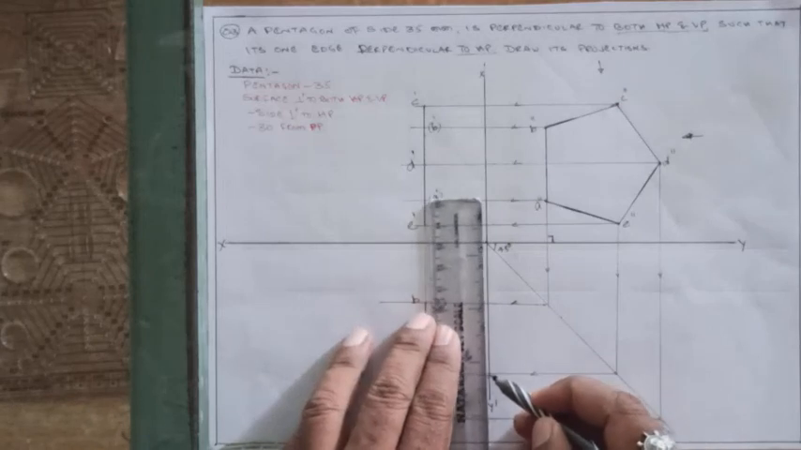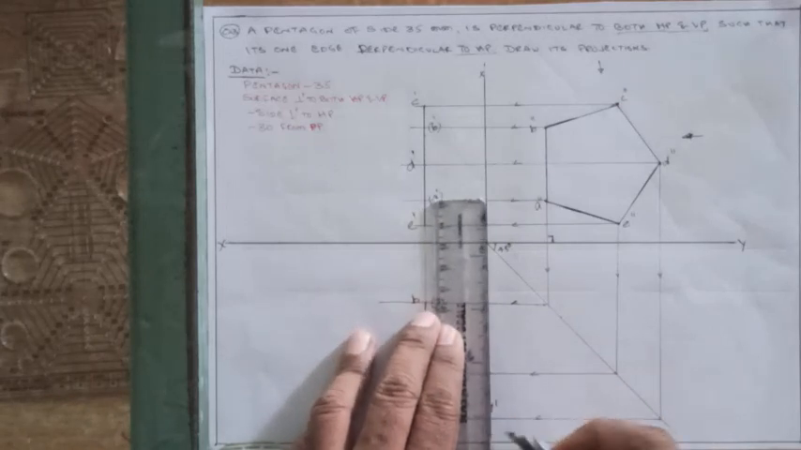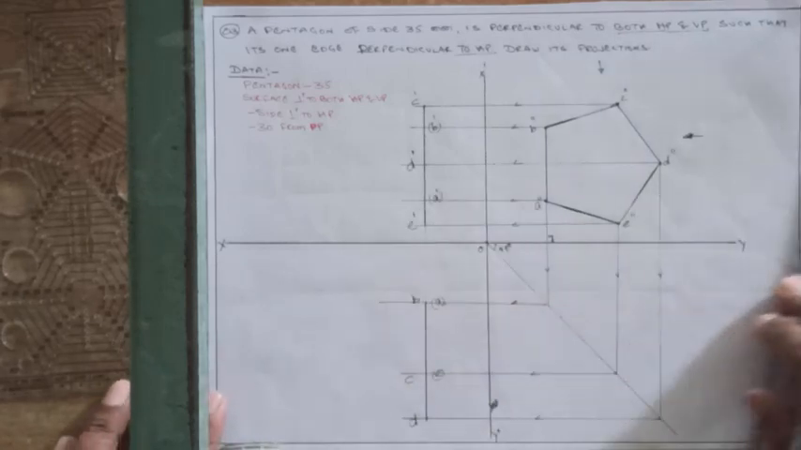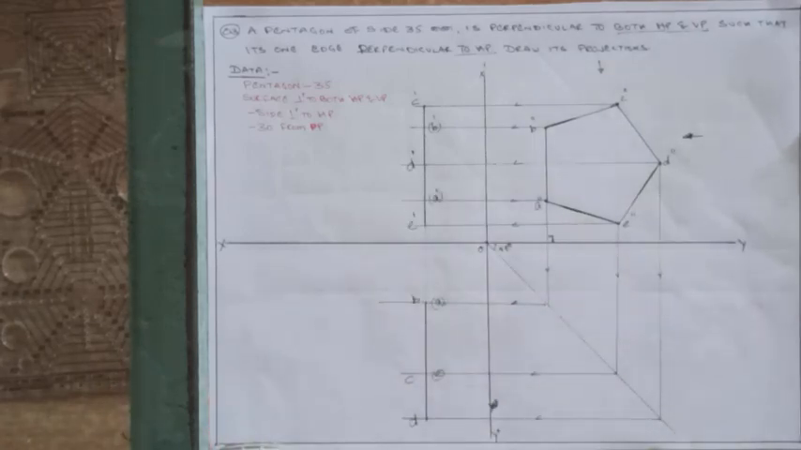Now let me extend this x dash y dash line, and here I will write x dash y dash. So that finishes the construction of a pentagon when the surface is perpendicular to both HP and VP.